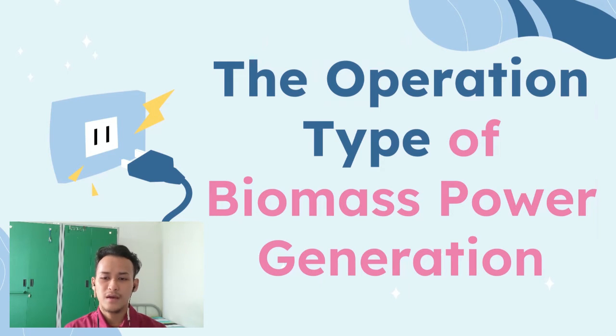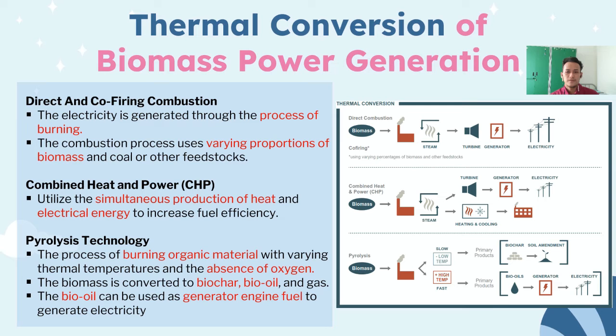The operation types of biomass power generation. Firstly, thermal conversion of biomass power generation. It has direct and co-firing combustion. The electricity is generated through the process of burning. The combustion process uses varying proportions of biomass and coal or other feedstock. Second, combined heat and power, utilizing the simultaneous production of heat and electrical energy to increase the fuel efficiency.